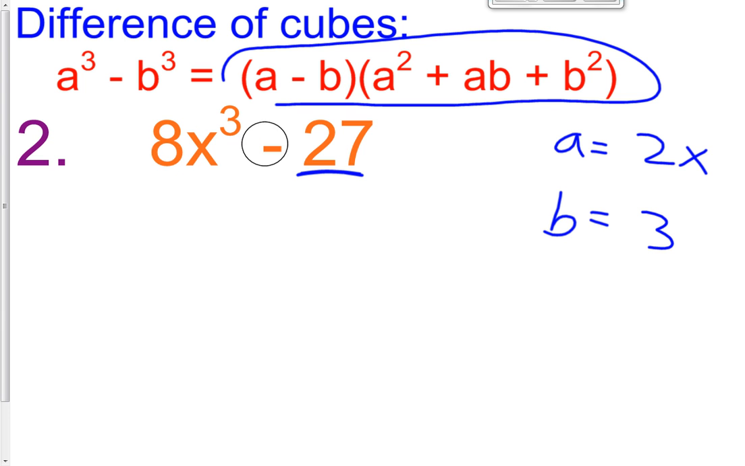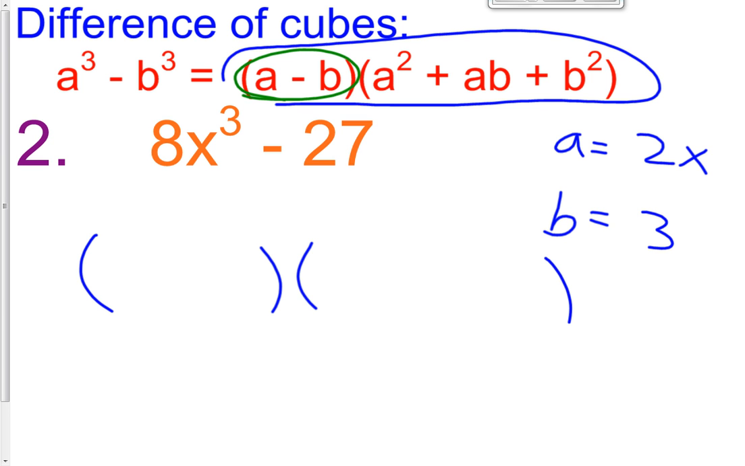Now it's as simple as plugging it into the binomial and the trinomial. So I'm going to make that. Here's my binomial. Here's my trinomial. My binomial is a minus b. Again, don't change any signs here. Keep the signs right where they're supposed to be, because that's how the formula works. These signs are built in to make it work.